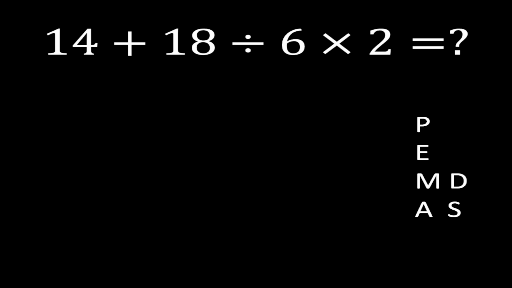So here we have a question: 14 + 18 ÷ 6 × 2. Now let's solve this problem correctly by using the PEMDAS rule.